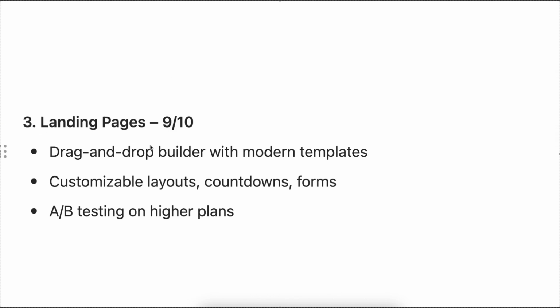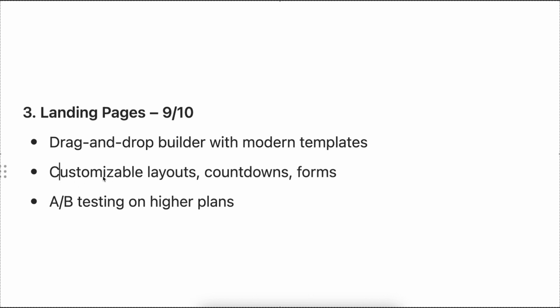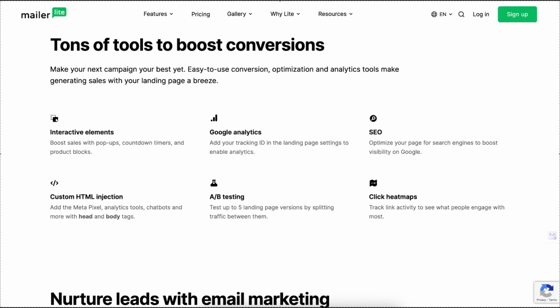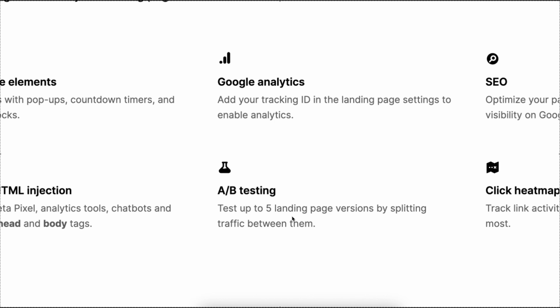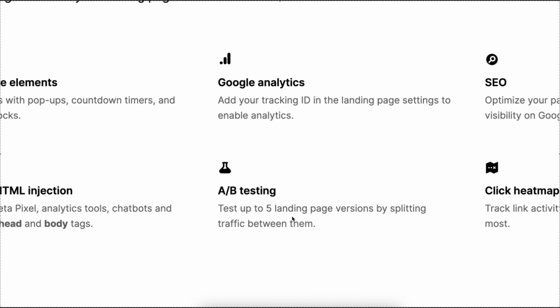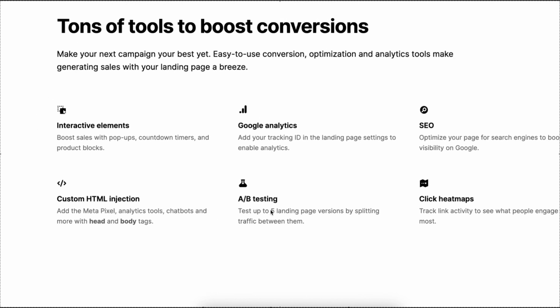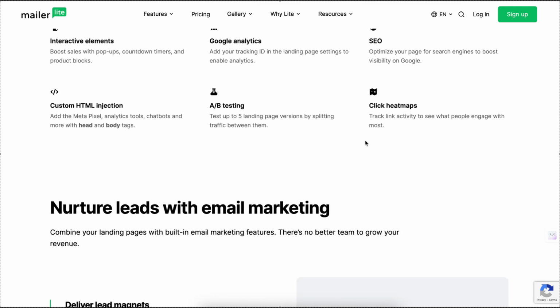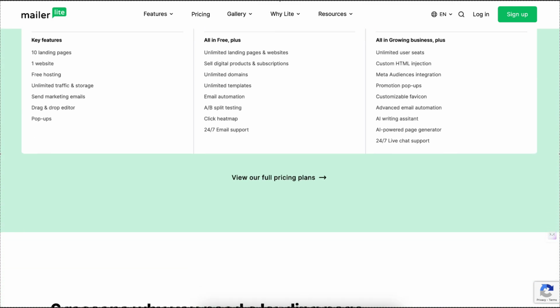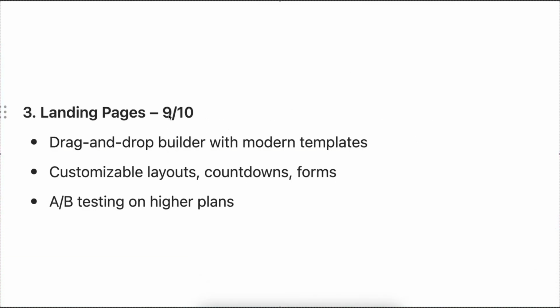When it comes to landing pages, they have a drag and drop builder. You can create some really nice designs. You can customize a bunch of stuff, all the layouts, countdowns, forms, and actually they have some very advanced features as well. They have A/B testing, which usually you only find in sales funnel builders, so it's very surprising that email marketing software has this. You also have all the SEO capabilities, Google Analytics. You even have heat maps. So honestly, it's very advanced. I will give it a 9 out of 10.